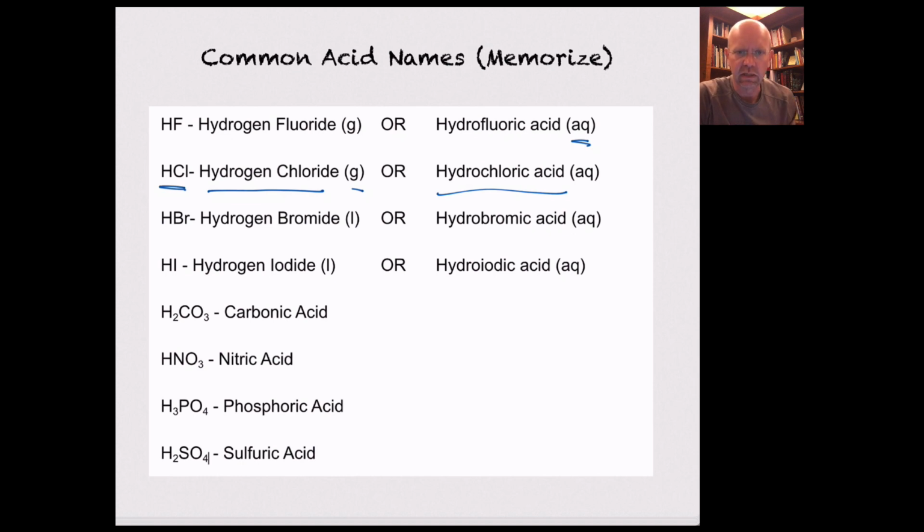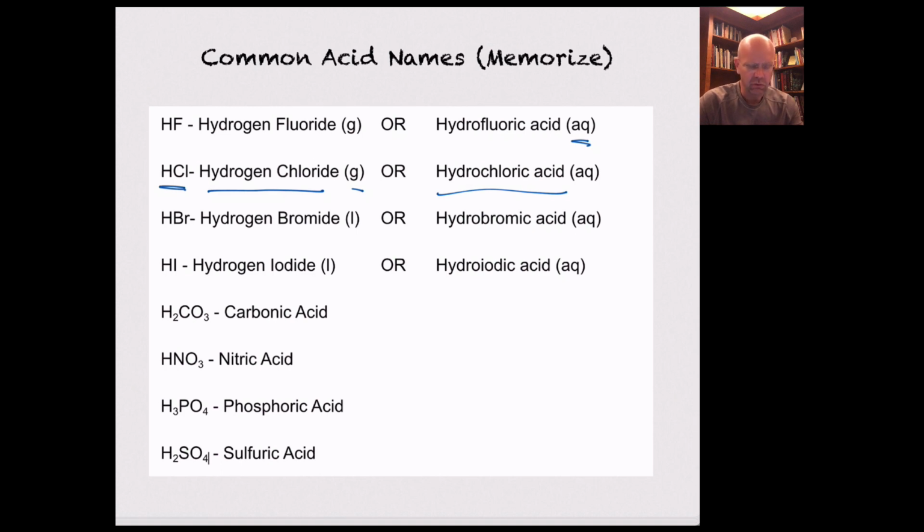A few other incredibly common acids that you should just know the names of: carbonic acid, H2CO3, nitric acid, phosphoric acid, and sulfuric acid, H2SO4. So again, I would suggest that you make flashcards with the formula on one side and the name or names on the other side, and just practice both sides of those cards. It shouldn't take you but a few minutes to memorize these names.